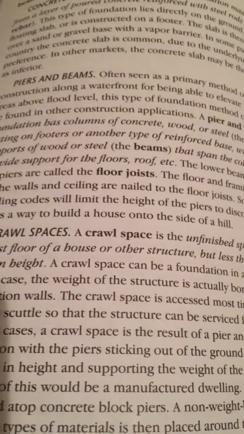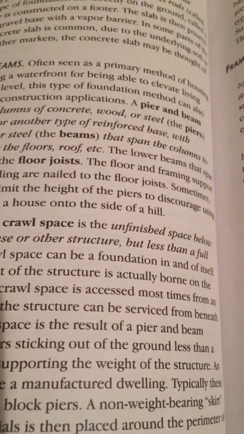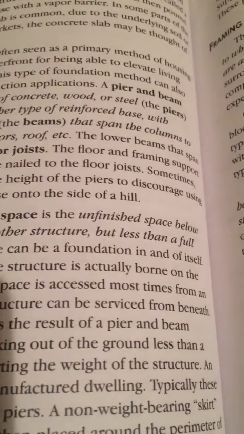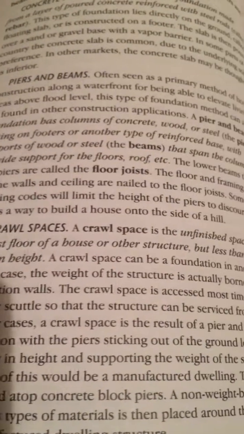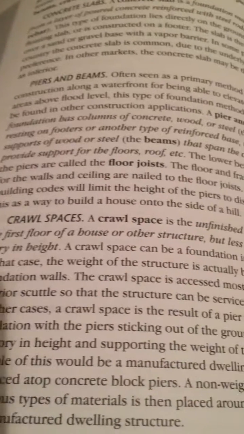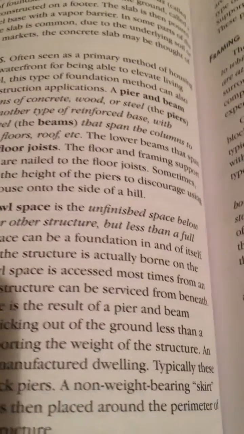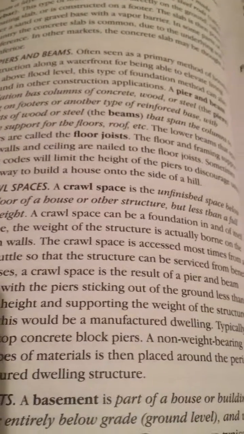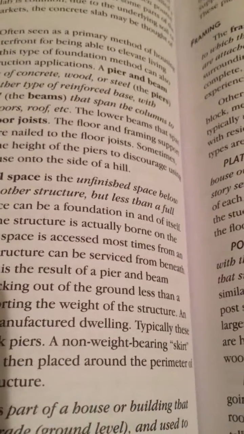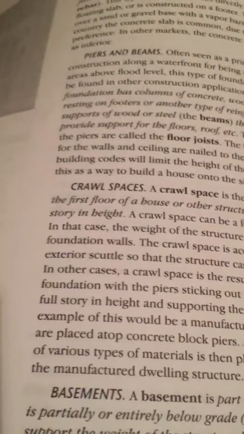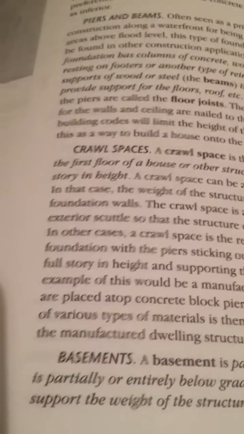In other cases, a crawl space is the result of a pier and beam foundation with the piers sticking out of the ground less than a full story in height and supporting the weight of the structure. An example of this would be a manufactured dwelling. Typically, these are placed atop concrete block piers. A non-weight-bearing skirt of various types of materials is then placed around the perimeter of the manufactured dwelling structure.